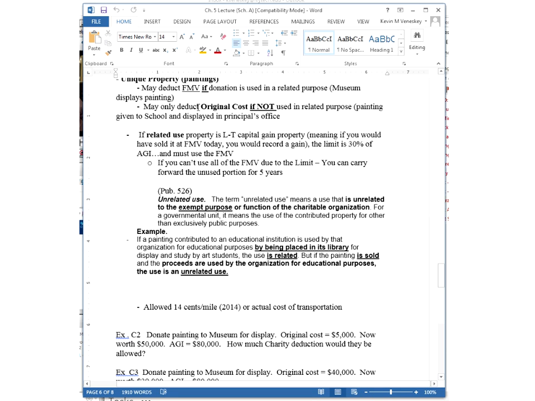item. However, if you donate, in my example, a painting, and it goes into the principal's office to be used as office decoration, that's not a related purpose for that unique item, and you would only be allowed to deduct the original cost. So that could definitely be an issue, so you may want to think about how you're donating something, especially of a large dollar amount that has gone up in value.